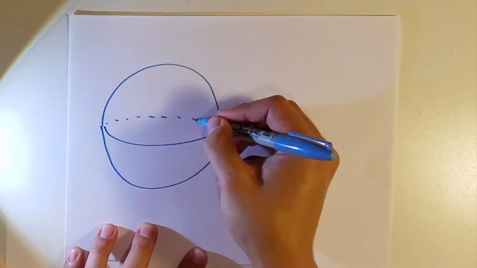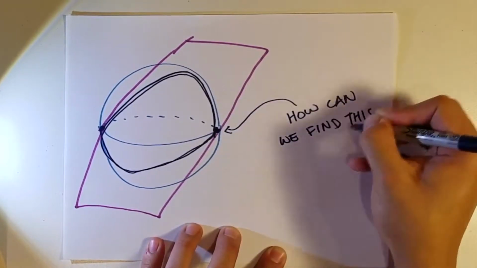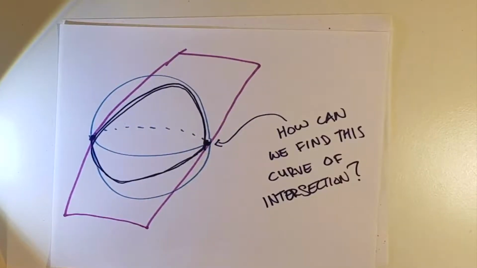Let's say we take two shapes that intersect each other. How can we find the curve of intersection between these two shapes? We do this by using a system of equations and plugging and chugging so that we ultimately get one vector dependent on t. Let's do an example together.